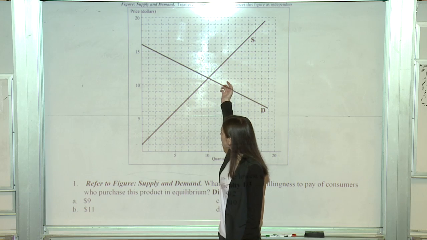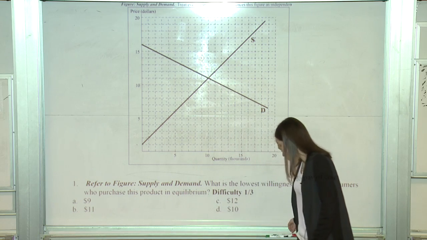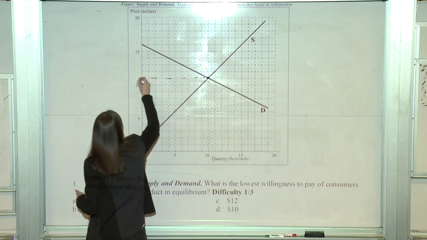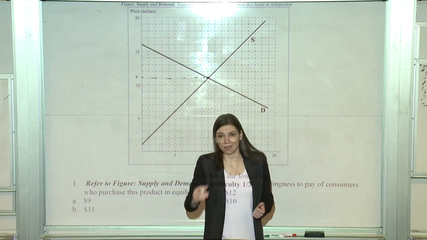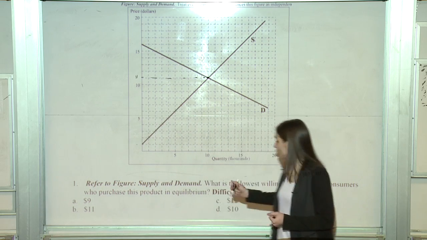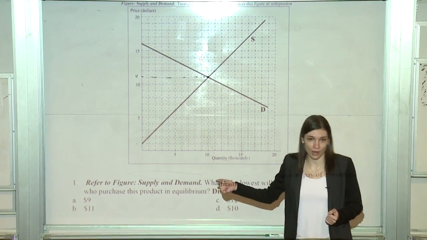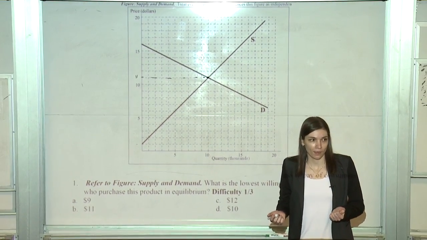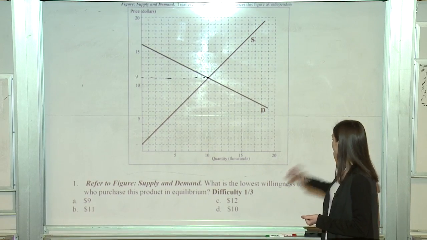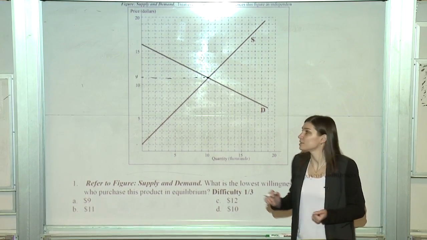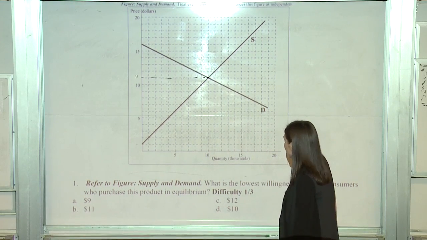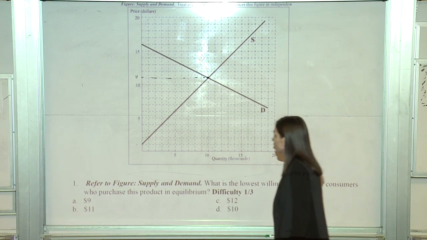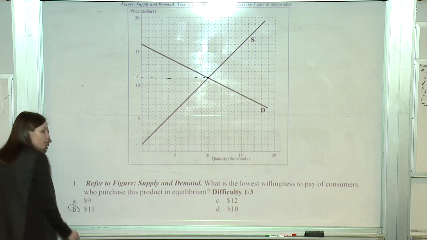So the equilibrium price would be, what do we have here? 11, right? So the equilibrium price would be 11, which means that everybody who's willing to pay at least $11 is going to buy this product. So what is the lowest willingness to pay of consumers who buy this product? 11. This is another way to ask what is the equilibrium price. And let me ask you this: what is the highest willingness to pay? 16, right? That would be the intercept of the demand curve. So the lowest willingness to pay, which is also the equilibrium price, in this case, is 11.